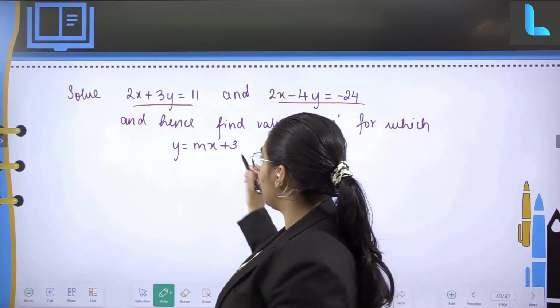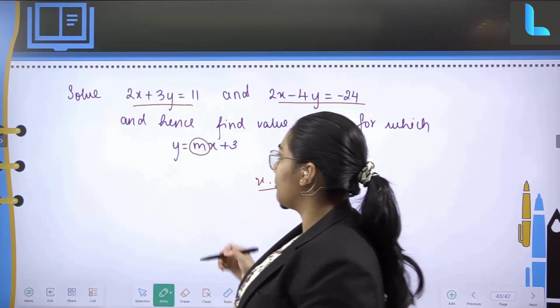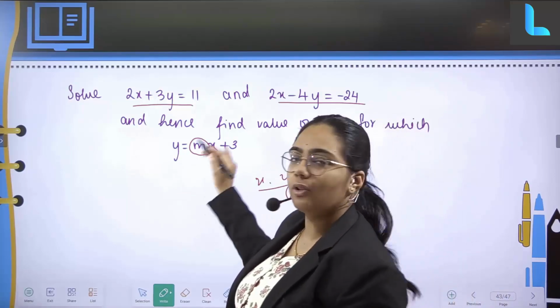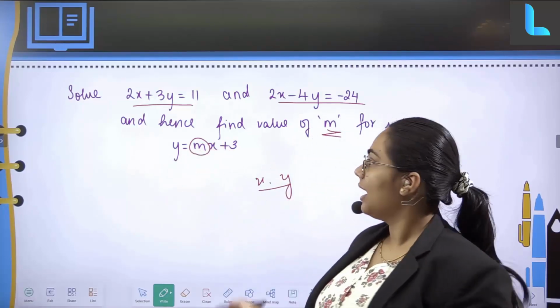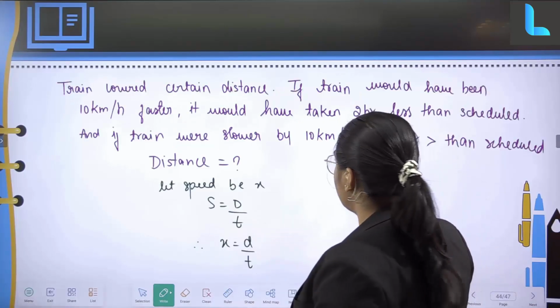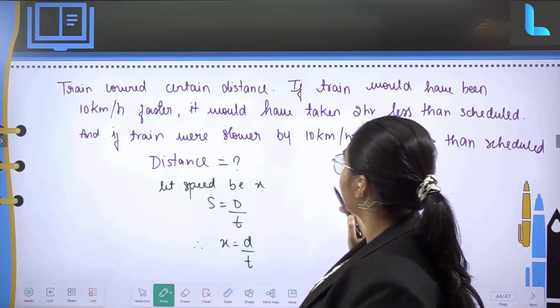You have to find out the value of x, m. So you have to find out the value of m. Already you have the values of x and y. Just substitute the values of x and y in this equation and you can find out the value of m. Right. Next question. A train covered a certain distance.